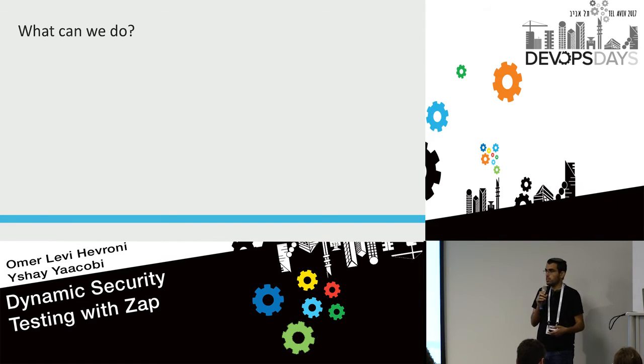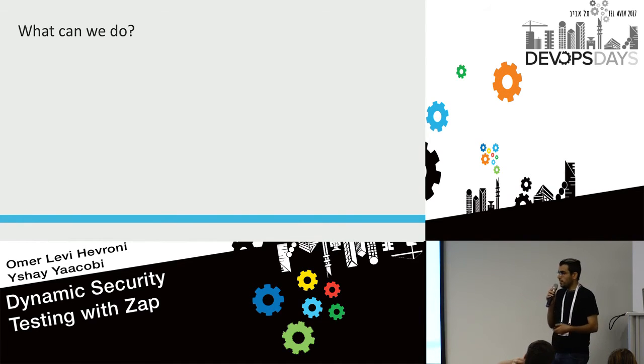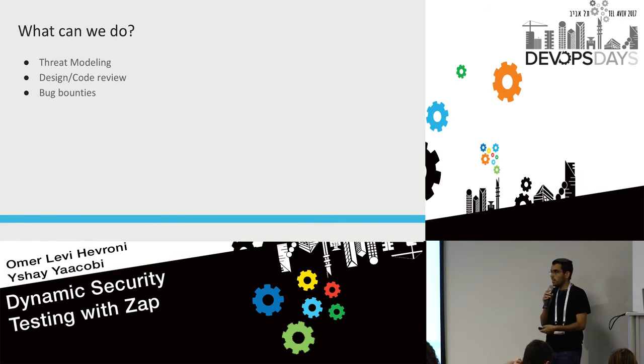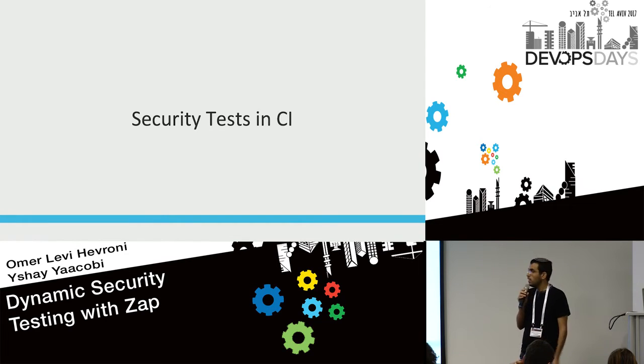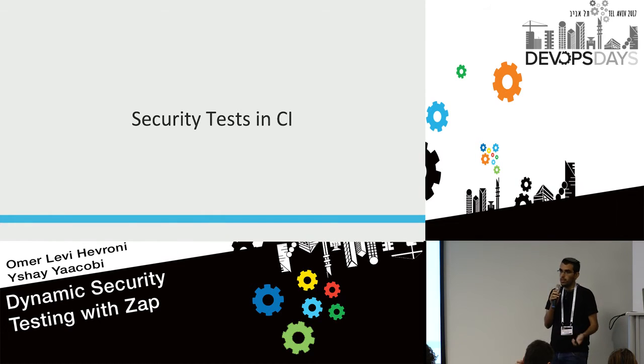I'm saying that because this is basically what I'm doing at my work in the security department at Soluto, for the last 3 years. There are many things that you can do, like threat modeling, design or code review, bug bounties, and of course, security testing. So this is what we are going to focus on today: how we can build security tests and run them in the CI, and how we can create security tests that give us really high value, that are simple to integrate, and that are free.